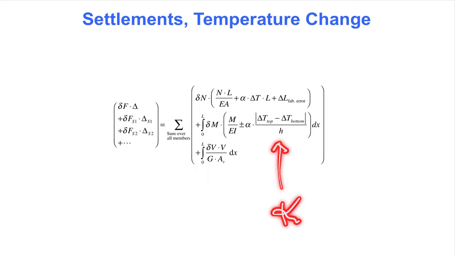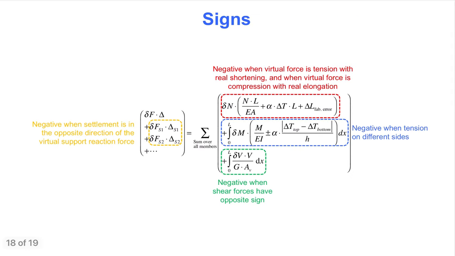The next slide highlights the need to be careful with the signs of the different terms. We already saw this once in this video, when tension on different sides of a beam led to a minus sign. In general, virtual work due to settlements is negative when the settlement is in the opposite direction of the support reaction force. Similarly, axial deformation terms are negative when the virtual force is tension with real shortening, and when the virtual force is compression with real elongation.